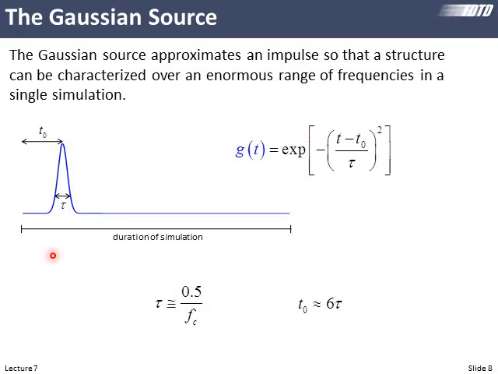We also said that if we look at our source as a function of time during the simulation, we don't want to start in the middle of this source. We want to sort of ease into it and ease out of it. So we have to delay the source a little bit, and we said we would delay it about 5 or 6 tau's, where tau is the width of the source, if you will.